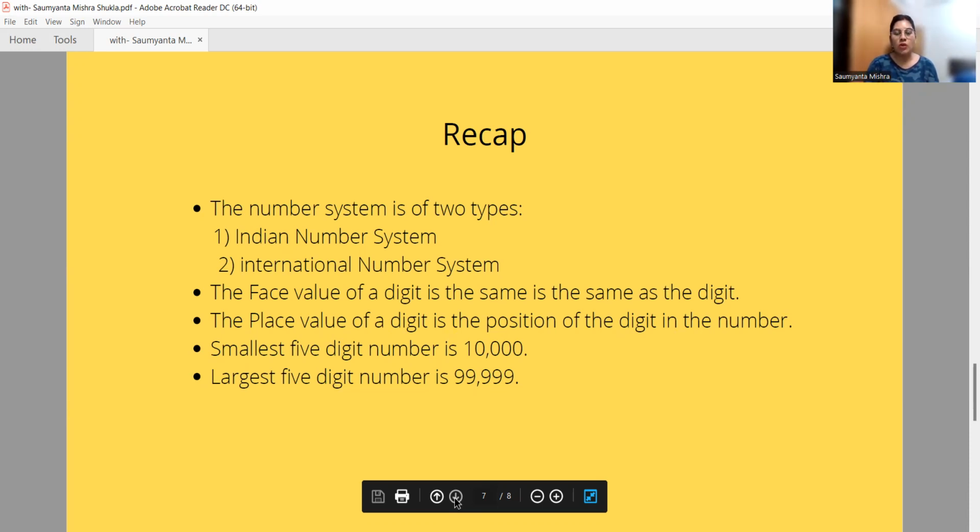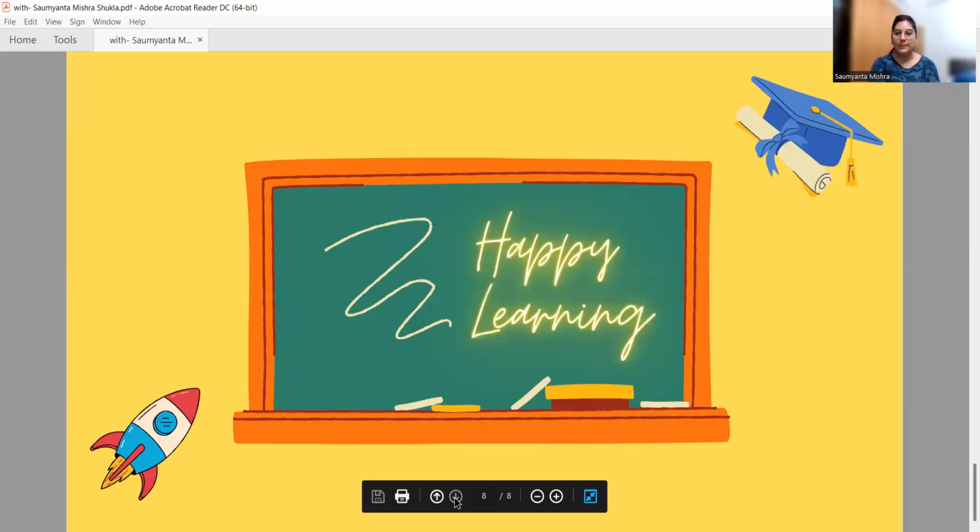And we know that the smallest digit in a number is 0, and the largest digit in a number is 9. So the smallest two-digit number will be 10, and the largest two-digit number will be 99. Similarly, the smallest 5-digit number will be 10,000, and the largest 5-digit number will be 99,999. So that's it for today, and happy learning.